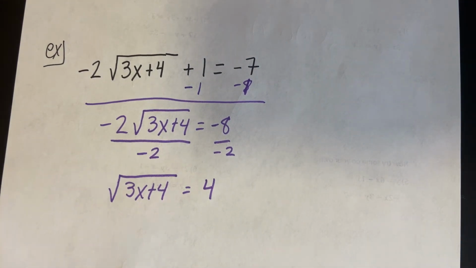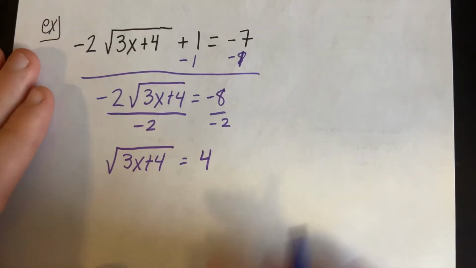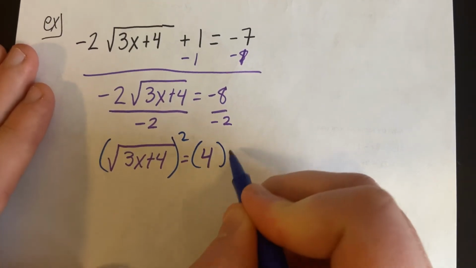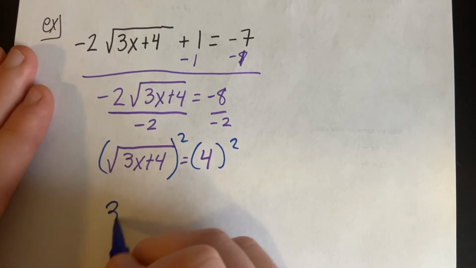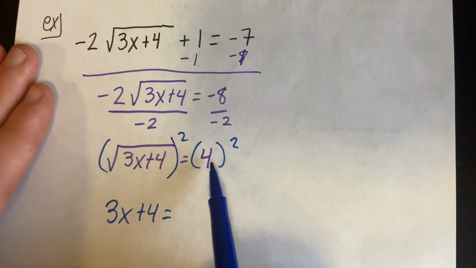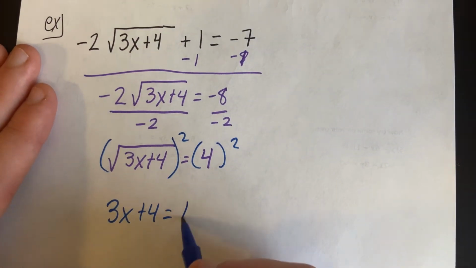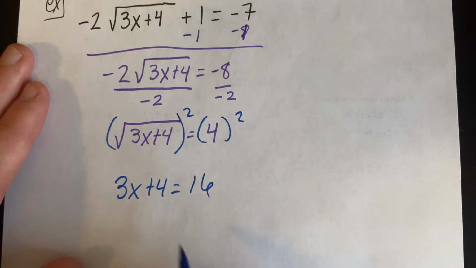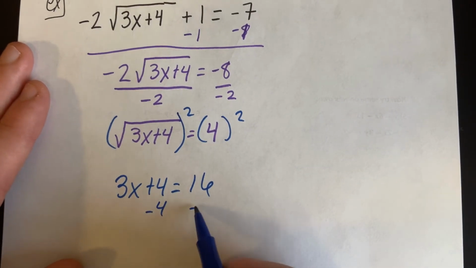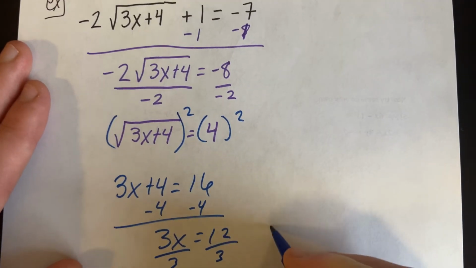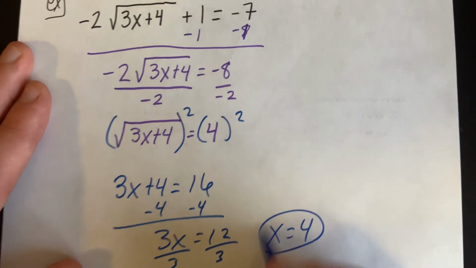Well, this is the skill we talked about for today. To undo this square root, we're going to square both sides. Squaring the square root goes away, so I'm just left with the 3x plus 4. And again, this isn't 4 times 2, this is 4 times 4. Then we've got our basic two-step equation here. So I'm going to subtract 4. I'm going to divide by 3. 12 over 3 is 4.